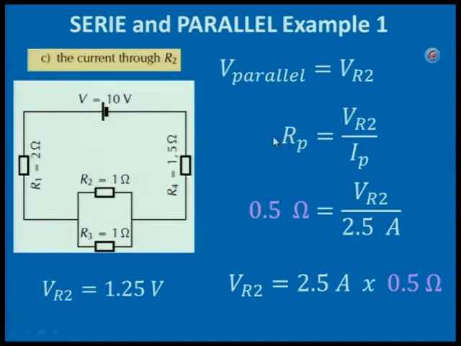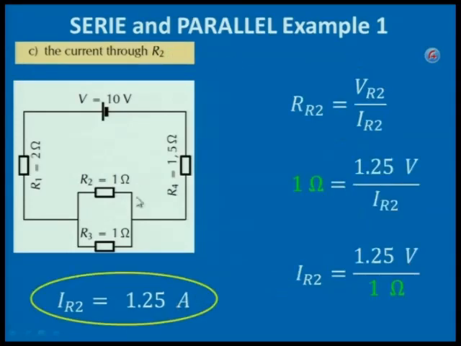Now we use Ohm's law. R is V over I. But remember, we need R in parallel and the I parallel. So then the R parallel we calculated previously to be 0.5 ohms, and the current flowing into the parallel circuit is 2.5 amperes. The potential difference for R2 is then 2.5 amperes multiplied by 0.5 ohms. That gives you the voltage over R2, 1.25 volts.